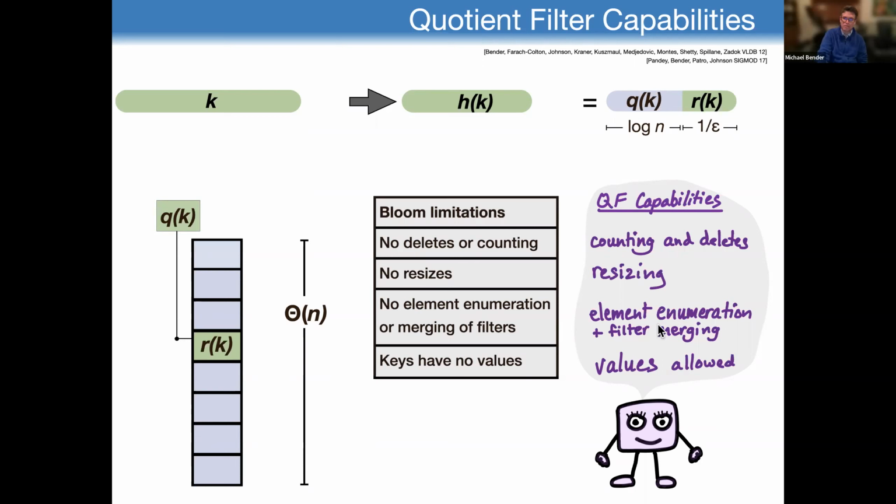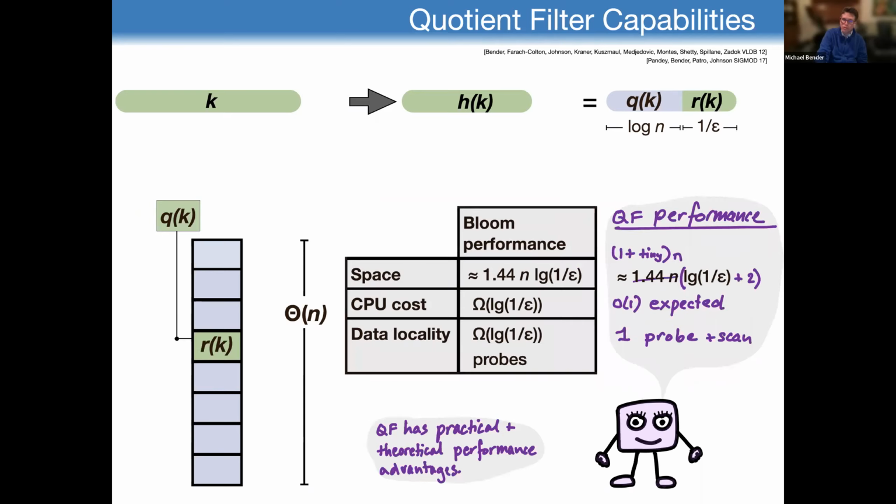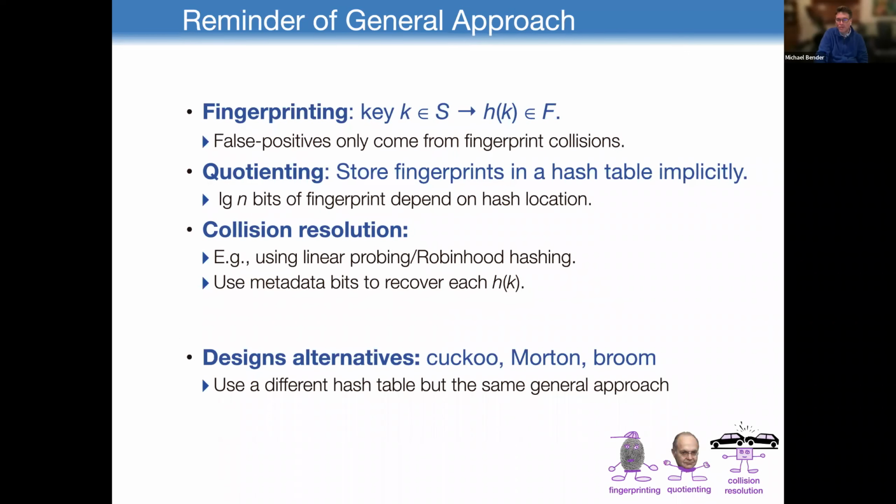So basically the quotient filter is something that generally works very well in applications that use Bloom filters, and sometimes it simplifies the application so they don't have to tie themselves into knots because of the limitations.